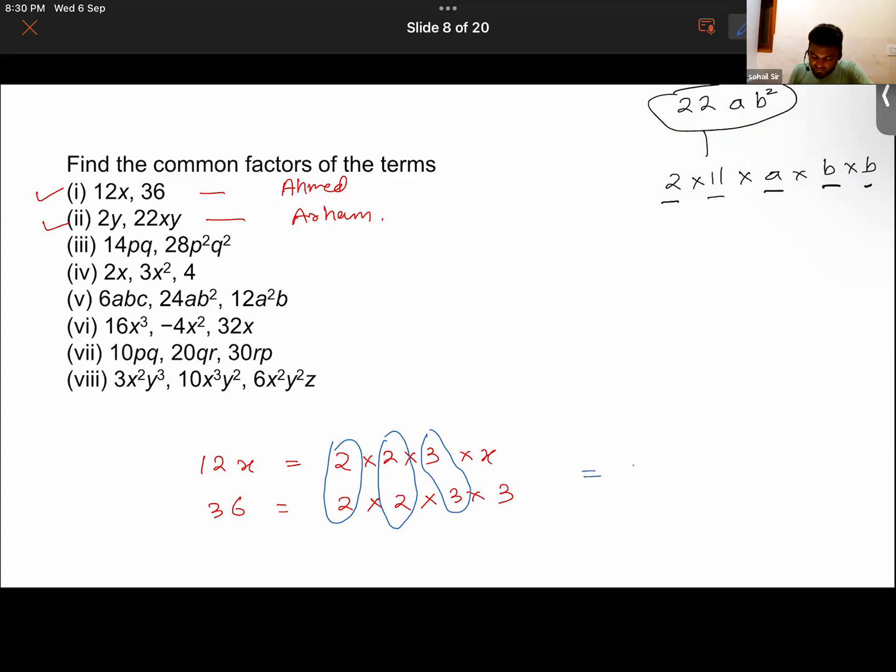So you are getting 2 into 2 into 3. So 12 is common in the two. This is the way you guys have to solve it.